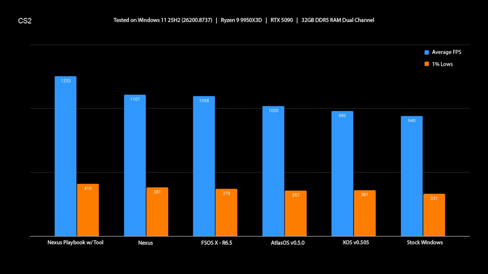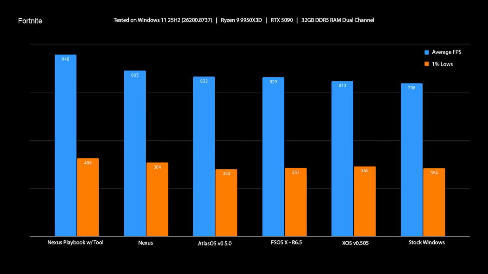First up is Counter-Strike 2. Stock Windows sits at 940 average FPS. XOS and Atlas push it to 980 and 1020. FSOS gets to 1098. Nexus alone hits 1100. And with the tool combined, it takes it to 1253.